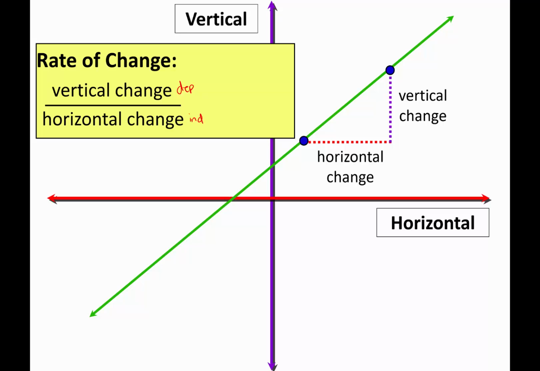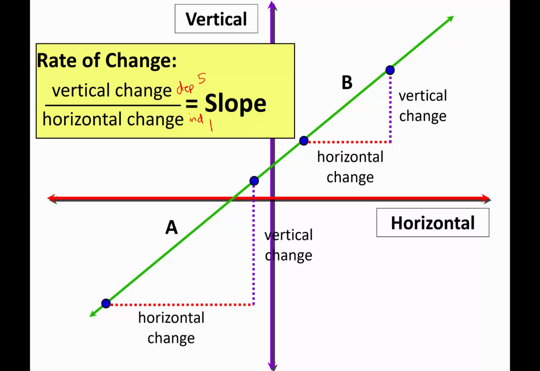So for example, if the horizontal change was 1 and the vertical change was 5, you would have a 5/1 ratio. That tells you that the dependent is changing by 5 as the horizontal changes by 1. Now, that's called the slope of a line. There's lots of different rates of change, but we're looking at a line.